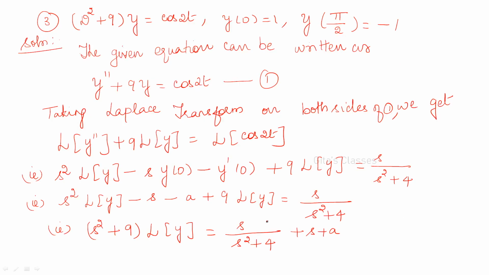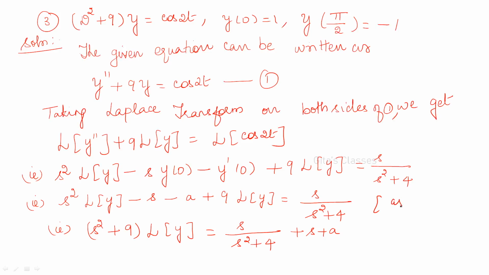And the next is also a similar question, d squared plus 9 of y is equal to cos 2t, that is y of 0 is equal to 1, y of pi by 2 is equal to minus 1. This is a little different problem. Here y dash is not given. If y dash is given, then we will directly substitute. Here y dash is not given, so assume y dash of 0 as a. It is not given, so take it as a.